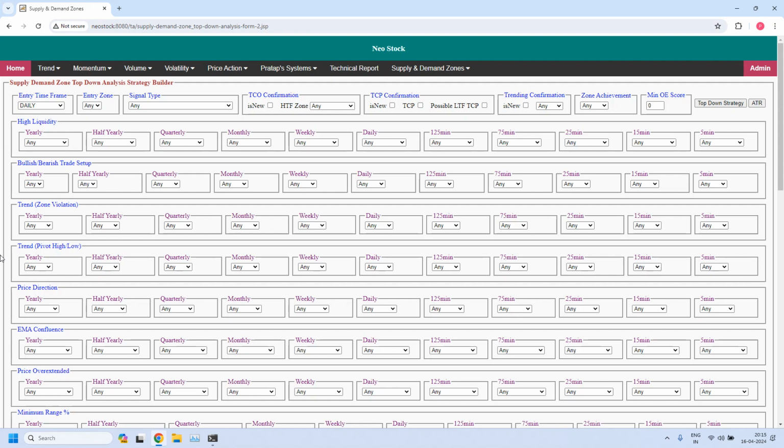So now let me generate a bullish trade setup for hourly income trade. Let me start with the daily income trade. Bullish trade setup for daily income trade. In daily income trade, higher time frame is daily, intermediate time frame is 75 minutes, and entry time frame is 15 minutes. Entry time frame is also called the lower time frame. That is the reason why I am selecting entry time frame as 15 minutes. Because it is bullish trade setup, entry zone is demand zone, and in 15 minutes time frame I am selecting the value bullish. And also we will set 3 filters.